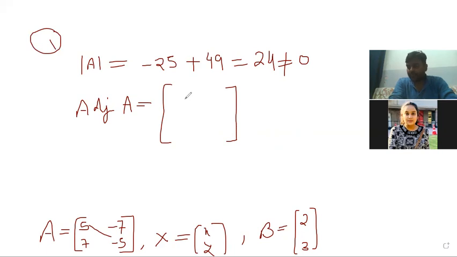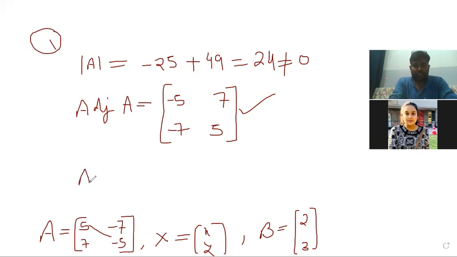Here, adjoint A will be what? Interchange the values of 5 and minus 5, replace these values, and just change the sign of the other two. It becomes minus 7 and it becomes 7. So we got our adjoint A directly without finding the cofactors. We only interchange the values of minus 5 and 5 and change the sign of these two values.